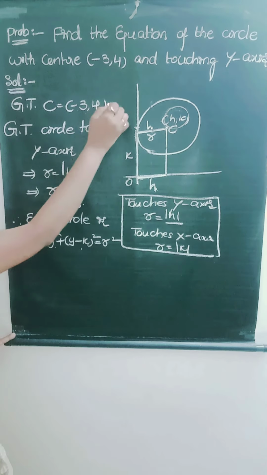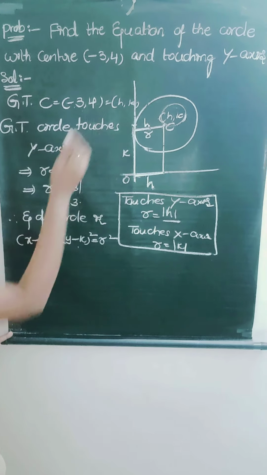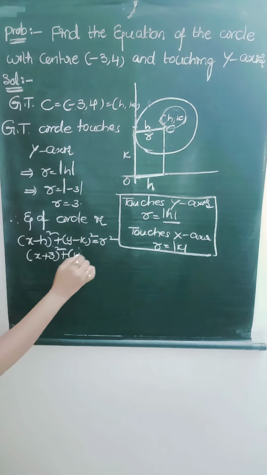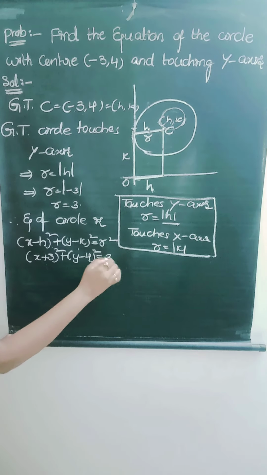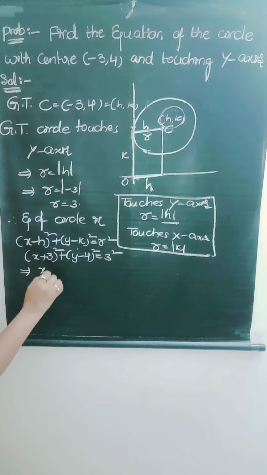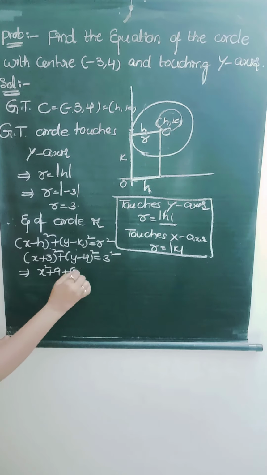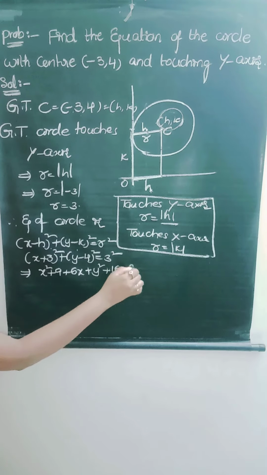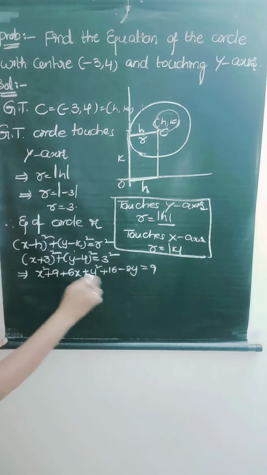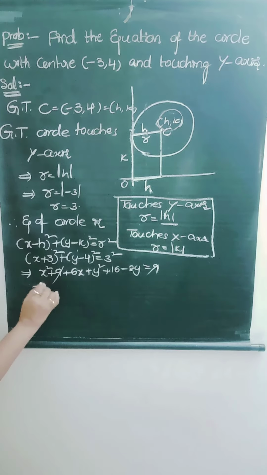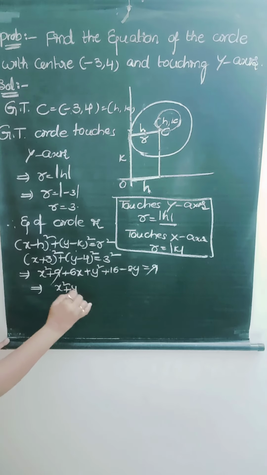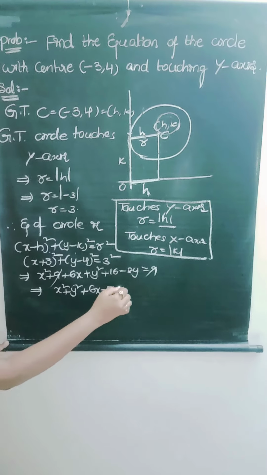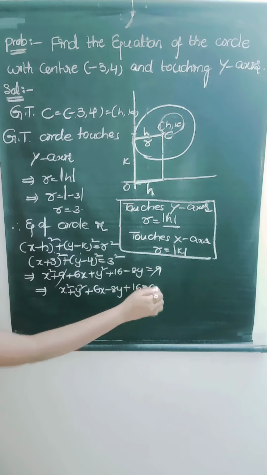Here h comma k is minus 3, 4. That is x minus minus 3, x plus 3 whole square plus y minus 4 whole square is equal to 3 square. Now expanding, x square plus 9 plus 6x plus y square plus 16 minus 8y is equal to 9. Here 9 and 9 get cancelled. Therefore the answer is x square plus y square plus 6x minus 8y plus 16 is equal to 0. That's it.